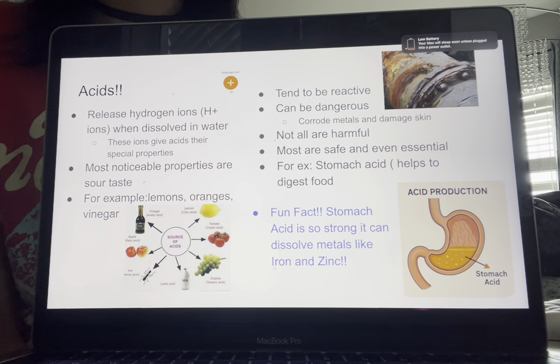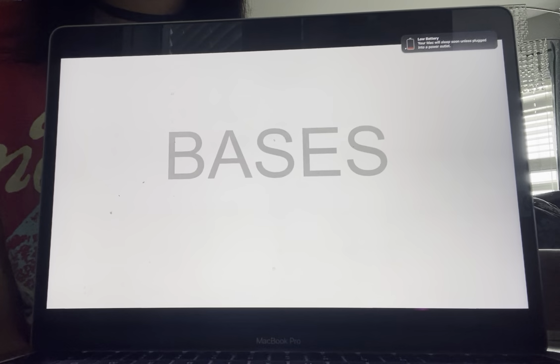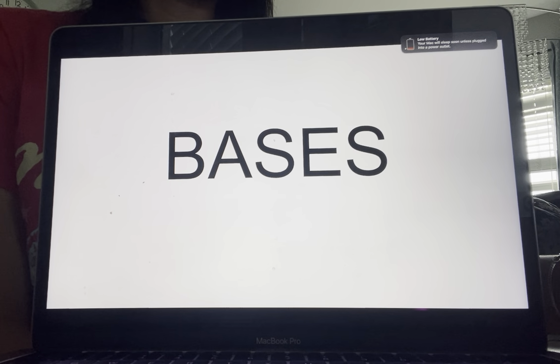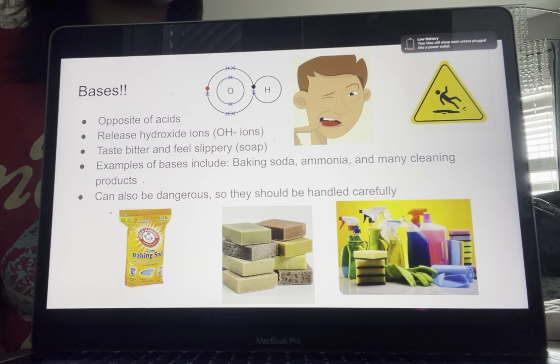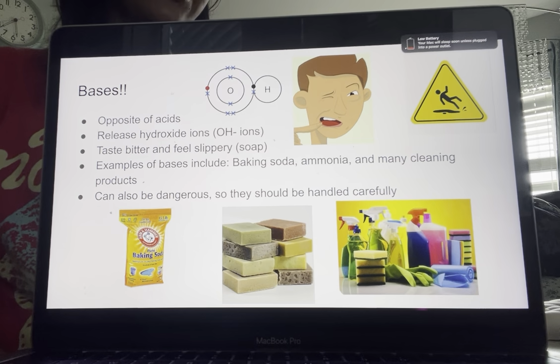Now let's talk about bases. Again, bases are kind of the opposite of acids. Instead of releasing hydrogen ions, bases release hydroxide ions, also known as OH- ions. You can see that right there in the photo.